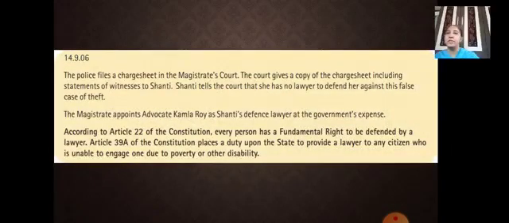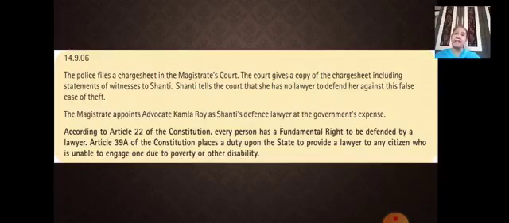Then on 14th of September, what happens there? The police files a charge sheet in the magistrate's court. The court gives a copy of the charge sheet, including the statements of witnesses, to Shanti. So Shanti tells the court that she has no lawyer to defend her against this false case of theft. She is not able to afford any lawyer, so she said this in the court. So what did the magistrate do? The magistrate appoints the advocate Kamla Roy as Shanti's defense lawyer at the government's expense.